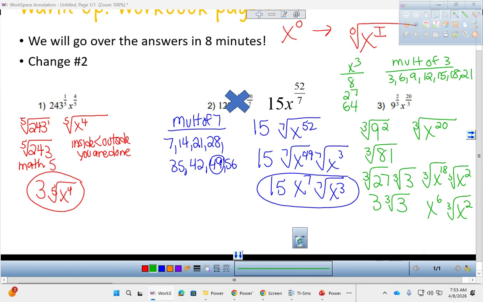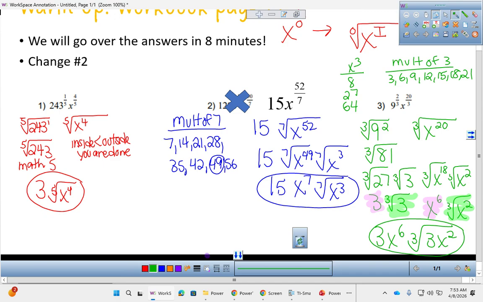My final answer, I just want to do some rearranging. So I'm going to take this and I'm going to write it next to this. And I'm going to take this and I'm going to write it next to this. 3x to the 6th, third root of 3x to the 2nd. The question is called exponential form because there's exponents. The answers are called radical form because there's roots. I need you guys to know the difference between the two. What exponential form is versus what radical form is.